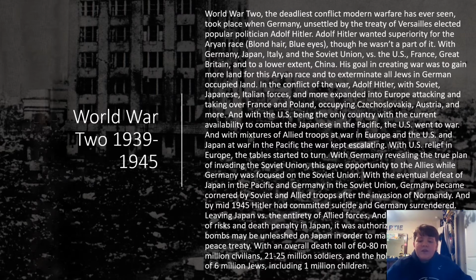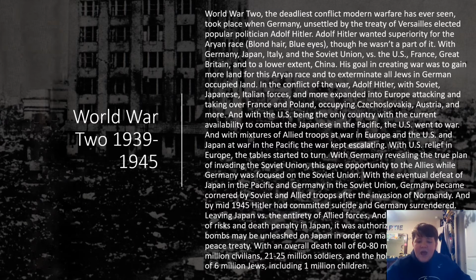With Germany revealing the true plan of invading the Soviet Union, this gave the opportunity to the Allies to invade while Germany was focused. And with the eventual defeat of Japan in the Pacific, and Germany and the Soviet Union, Germany became cornered by the Soviet and Allied troops after the Allied invasion of Normandy, or, as most people know, D-Day. And by mid-1945, Hitler had committed suicide and Germany had surrendered, leaving Japan versus the entirety of the Allied forces.